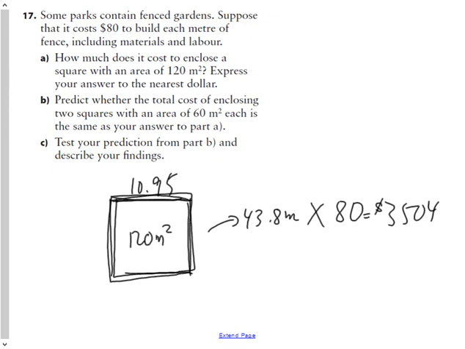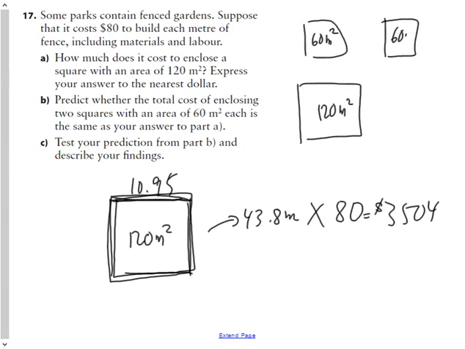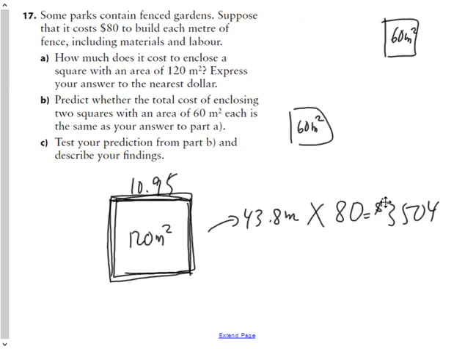Predict whether the cost of the enclosure of 2 squares, each with an area of 60 meters squared, is the same. So instead of doing 120 meters squared, what if you did 2 fences that were 60 meters squared each? Would it cost more or less to do 2 of these? Okay, so let's figure it out. Since we already know that the perimeter of 120 meters squared would be 43.8 meters, let's check to see how big this would be.